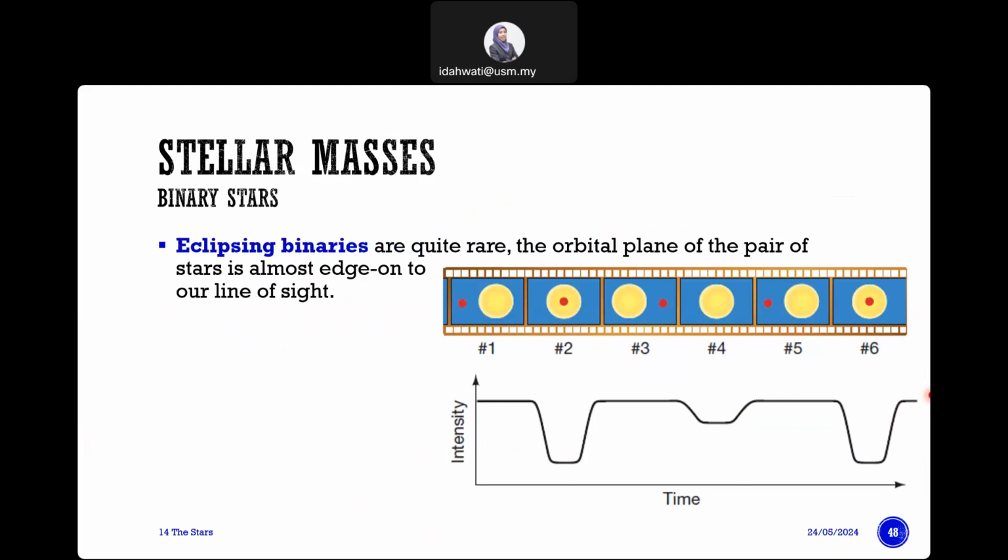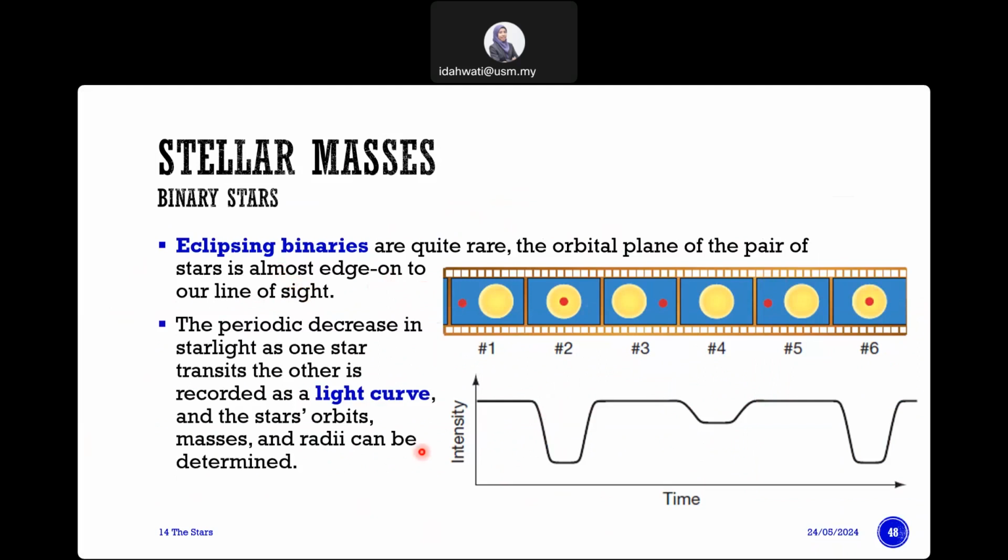And then we have the eclipsing binaries, which are quite rare. The orbital plane of the stars is almost edge-on to our line of sight. So you can see the intensity with time. When the stars do not overlap, the intensity is maximum. Where they overlap, you can see it going straight down, giving a minimal intensity. So this predicts a decrease in the starlight as one star transits the other, and it is recorded as a light curve.